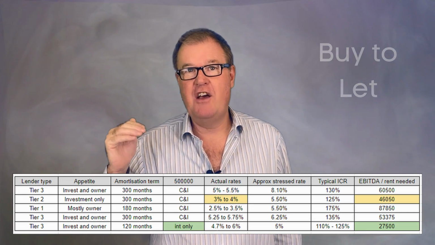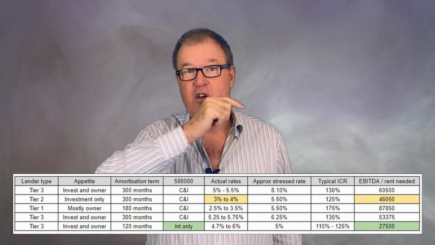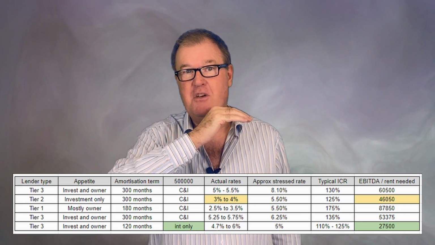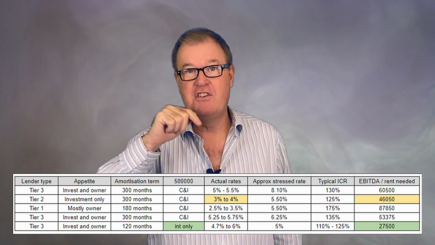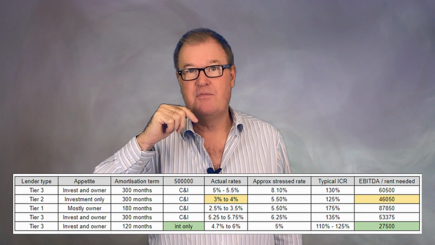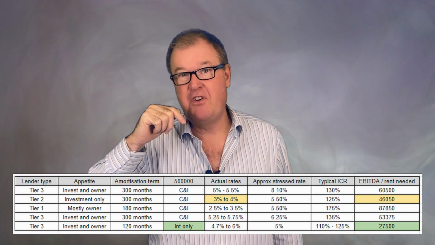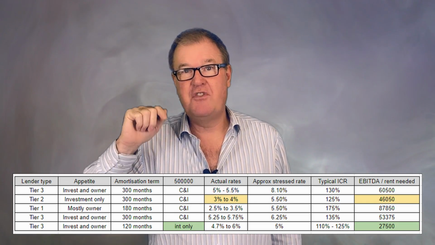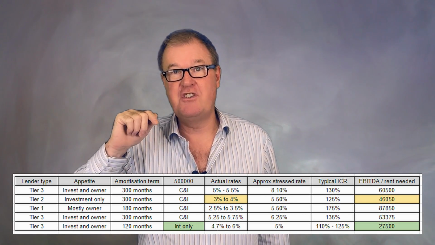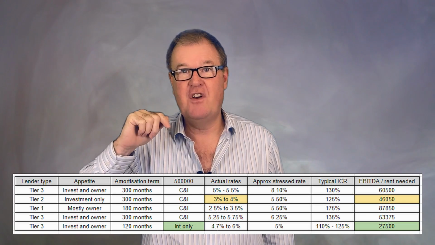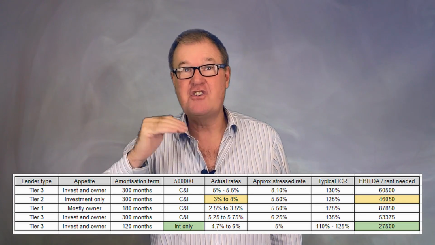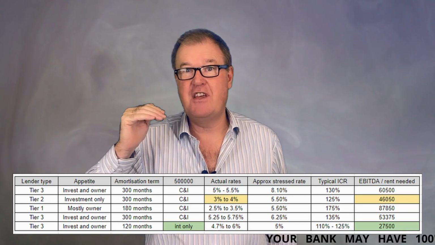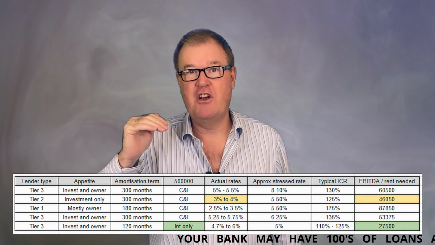Tier 1, typical high street lender. You'll notice here we're amortising over 180 months. It's a 180 month repayment term. That has an impact. The rate you can see is really low. The stress rate, not too bad, 5.5%. Sometimes it'd be less than that, but look, they want a factor of 175% coverage, where other lenders are only looking at 125. So typically, to get that high street rate, you're going to need an income of about £87,000 for your £500,000. That's what you're going to have to show.